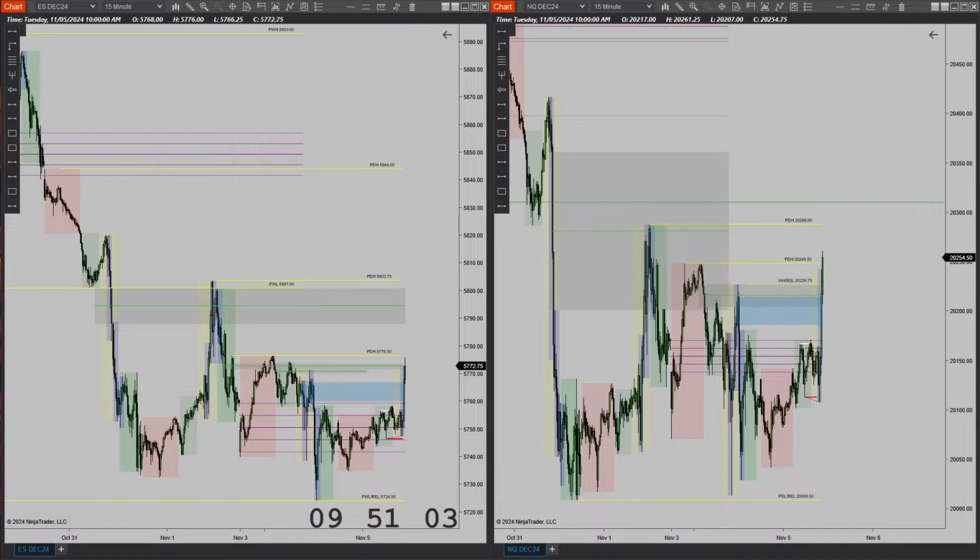I was actually looking to get long on, and where's that right now? I actually want to get short now, but I'm not really interested in. Okay, so ES has still yet to sweep.